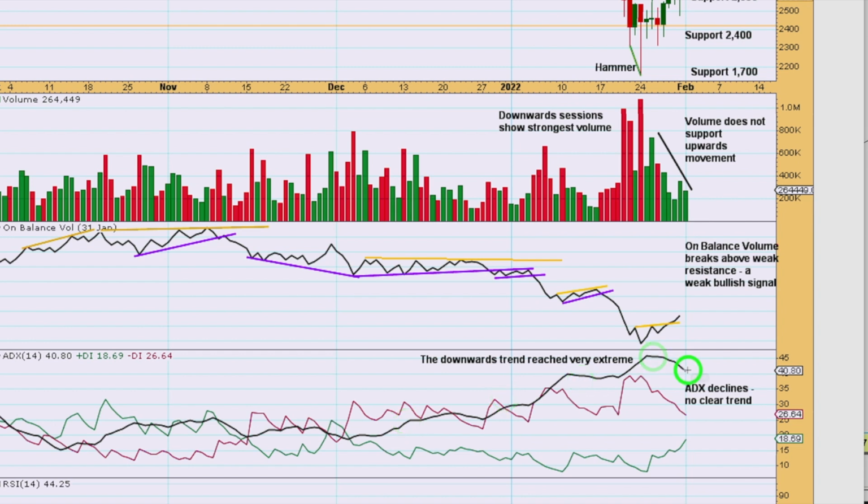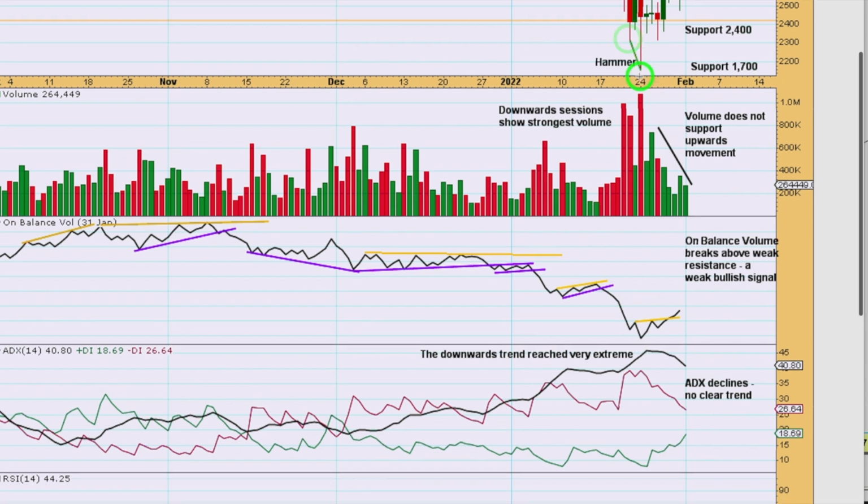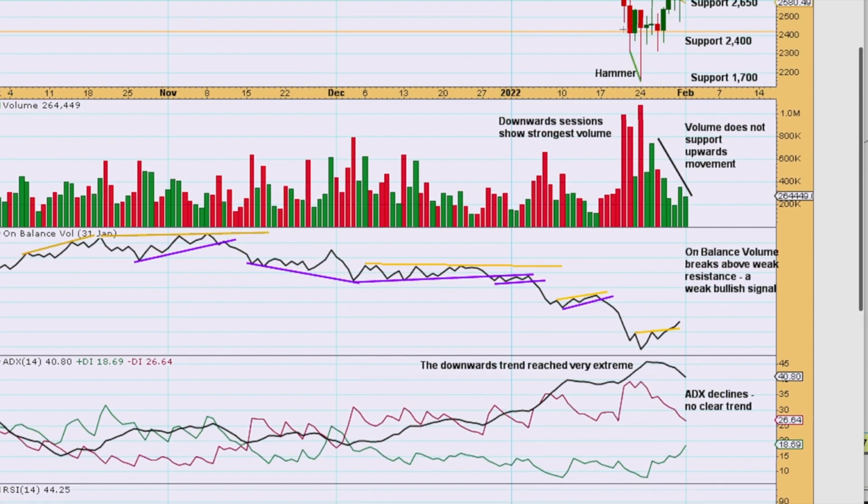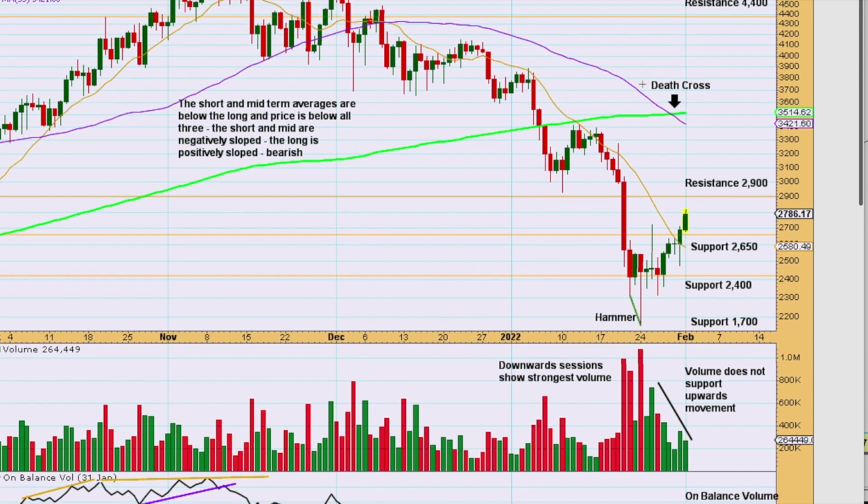At the moment it's declining as price is moving a little higher. The downward trend just reached above 45 and above both DX lines, so it's very extreme here, but not as extreme as it can get for these markets. At the last little low, there is very short-term single bullish divergence between price and RSI after RSI reached oversold. In conditions where the trend is extreme and RSI reaches oversold, it's unsurprising now that we're getting upward movement.